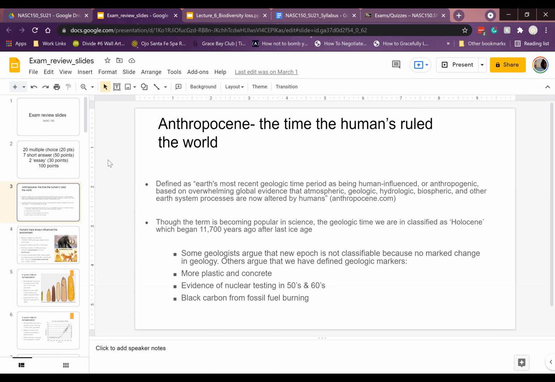So anyways, the Anthropocene, humans affecting the planet. Now, how do we affect the planet? Well, it's lots of ways, right? We alter the atmosphere, we alter the geology, the water, the biosphere, and every other system you could think of. That's what the Anthropocene really gets at.